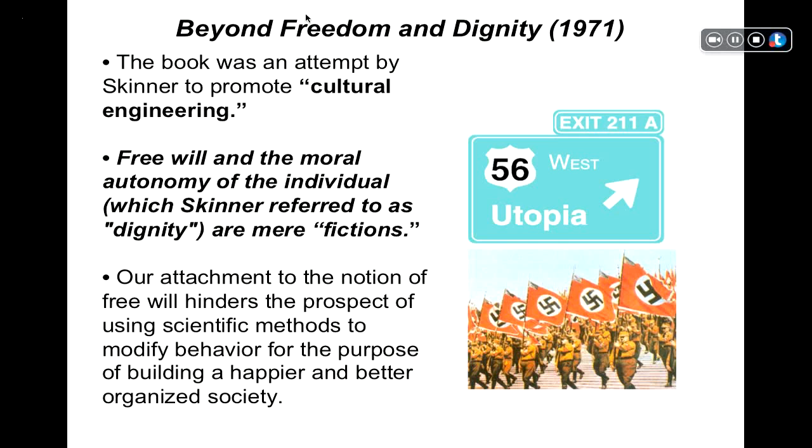Skinner wrote a controversial and influential book back in the early 70s called Beyond Freedom and Dignity. So Skinner was a real thinker. He wasn't a lab scientist only. He was a real thinker, and so his notion of behaviorism extended well beyond trying to come up with these basic principles of behavior and learning, but rather he extended to include society. And in Beyond Freedom and Dignity was Skinner's argument for cultural engineering.